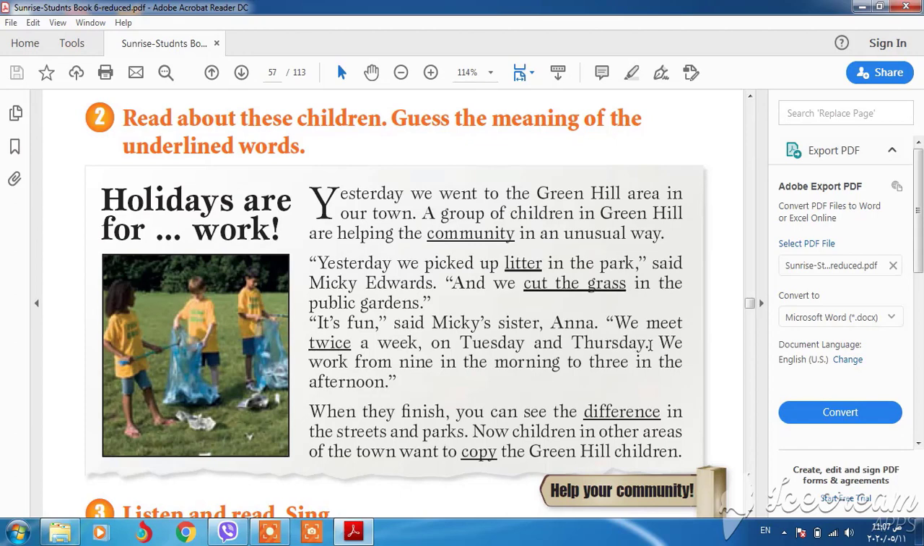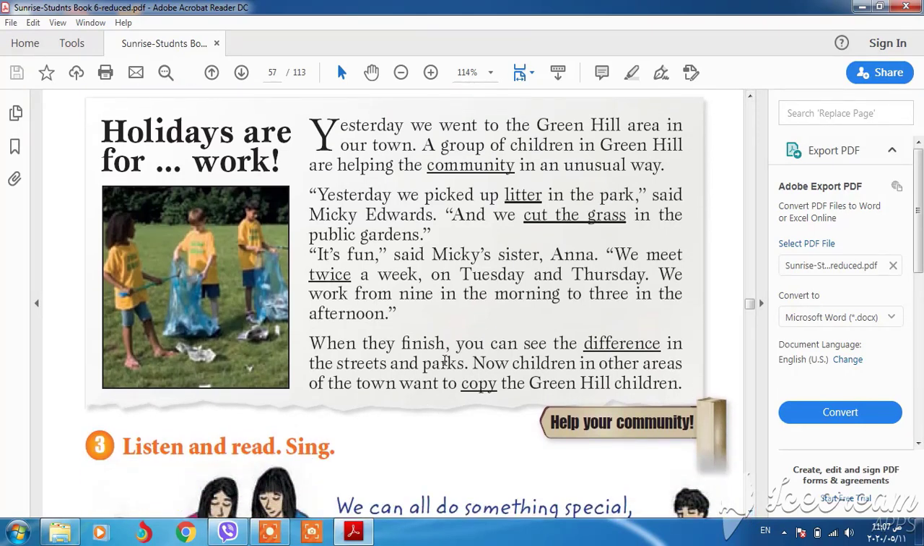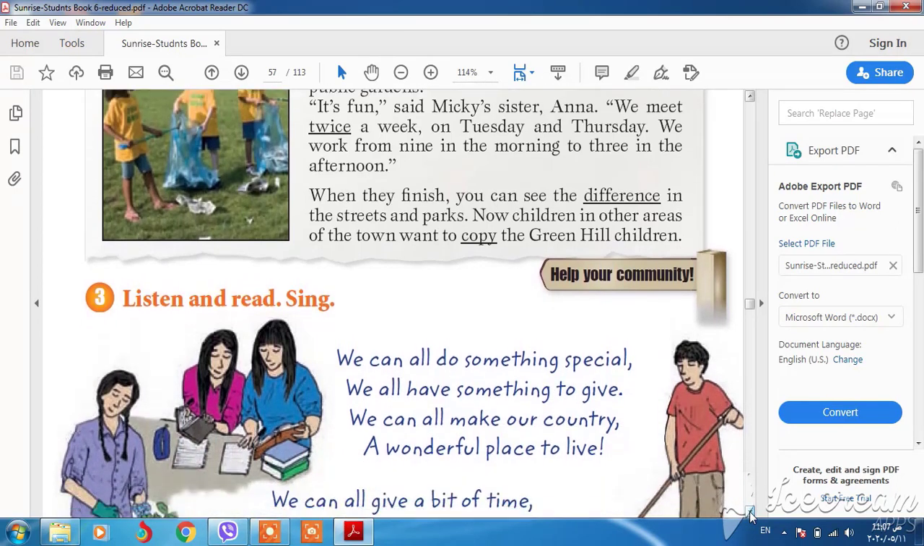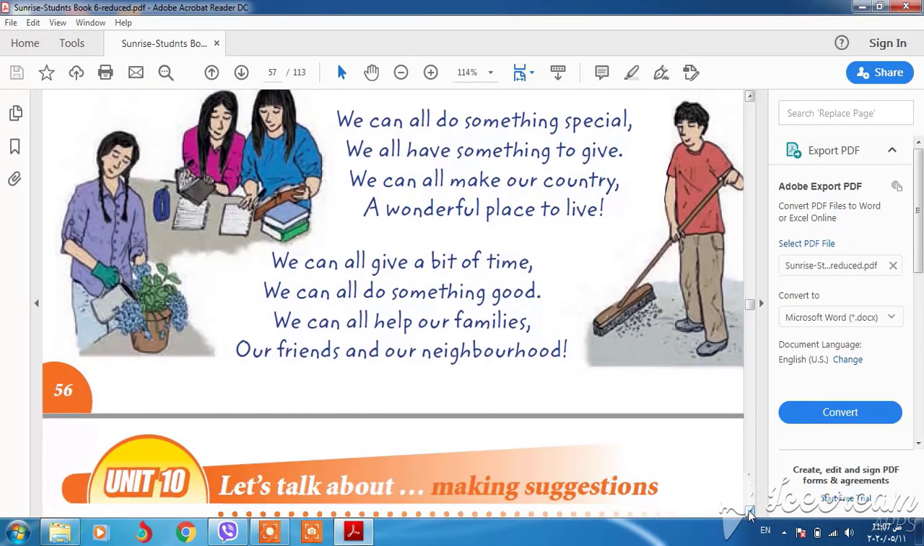We have meet, it's present simple. Finish, it's present simple also. We have finished. If we make it past, it will be finished, just by ed, it will be past. Please be careful and memorize the regular verbs and irregular verbs.